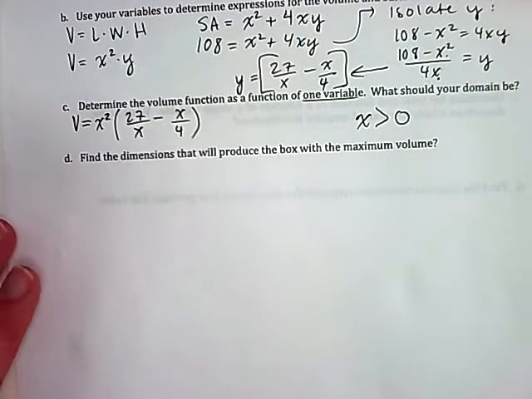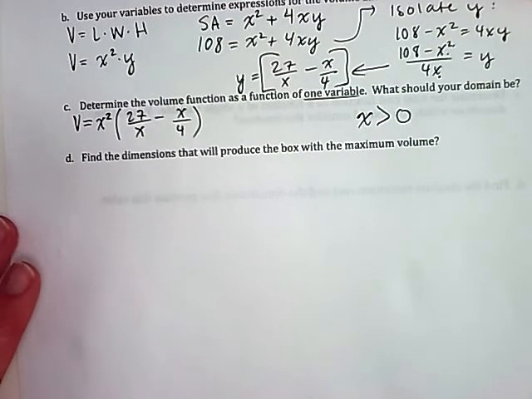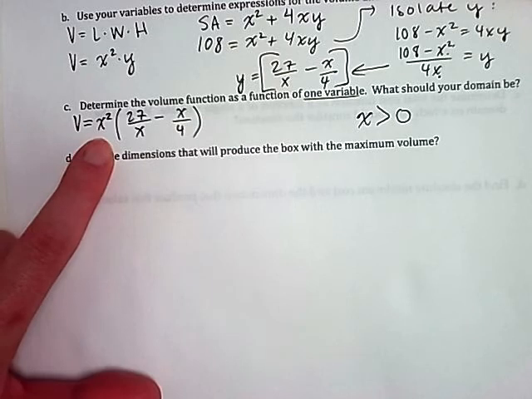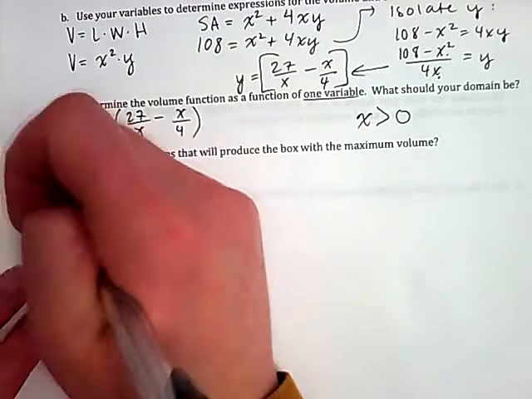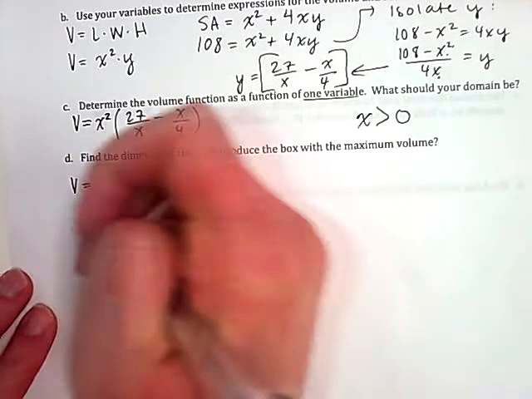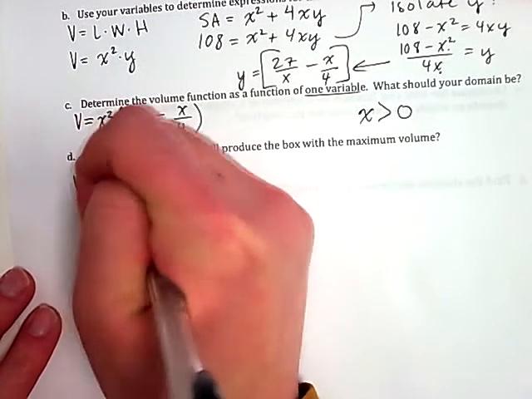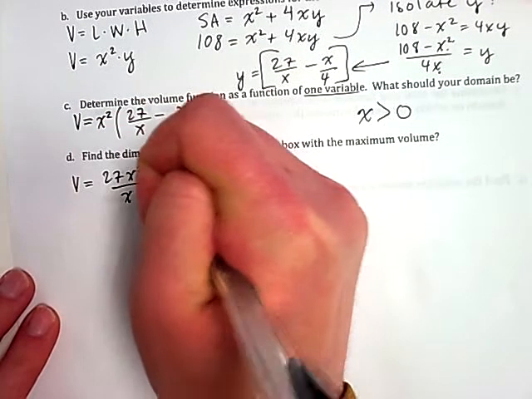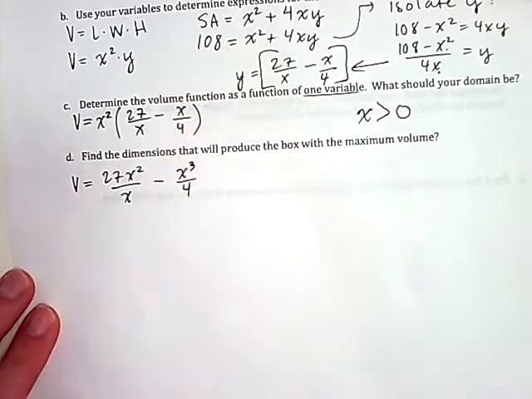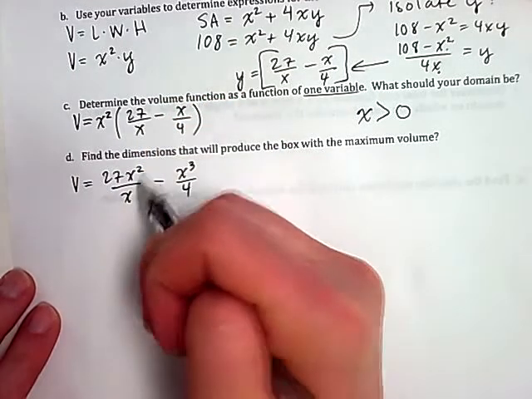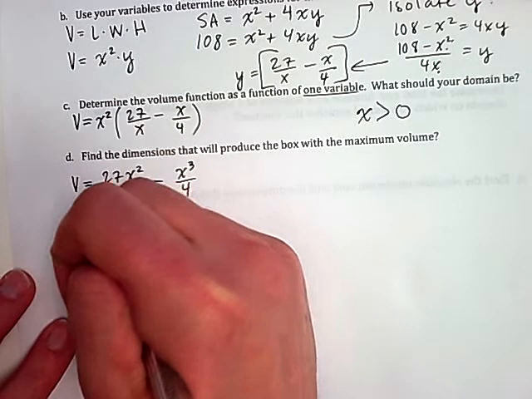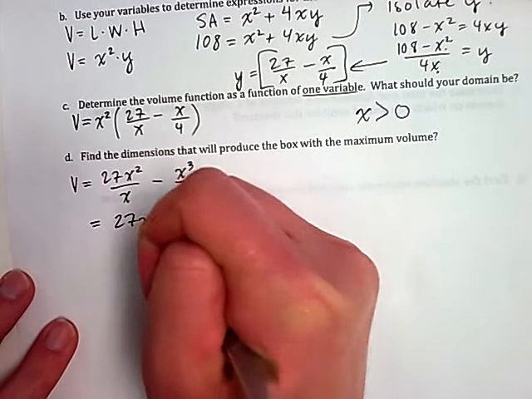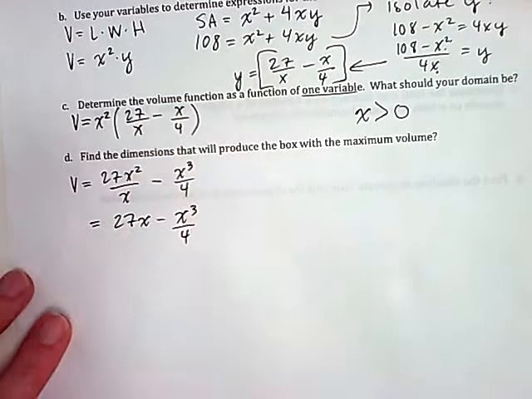Okay, so now it's time to take a derivative. Before I take a derivative here, I could do the product rule, but I'm going to see if distributing in that x squared makes my life a little bit easier. So when I distribute in x squared, I get 27x squared over x minus x cubed over 4. And then there's an x that cancels between the top and bottom in my first term, so that becomes 27x minus x cubed over 4.